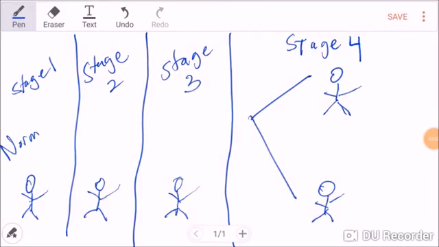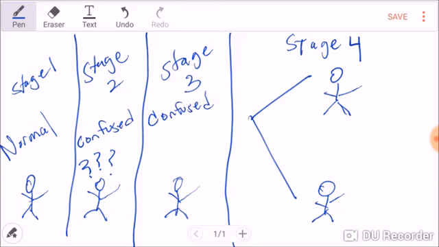So you have different stages now. In the first stage, you're normal. In stage 2, you begin to get confused. You're saying, what the heck is going on? Then there is stage 3. Not only are you confused, you start getting paranoid because you're being stalked and harassed. So then not only are you confused, you're saying what the heck is going on? And now you think everybody's against you.